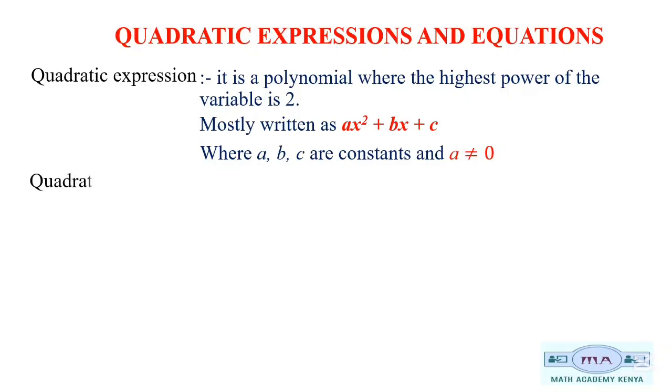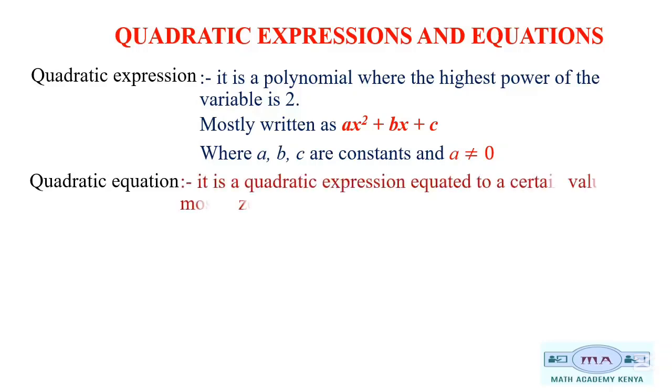After that, we also need to understand what is a quadratic equation. Basically, a quadratic equation is just a quadratic expression that is equated to a certain value. So if you have any quadratic expression, then you equate it to a certain value. In most cases, it is equated to 0. Then that one constitutes what you call a quadratic equation. It is equating to something. That's why it's known as a quadratic equation.